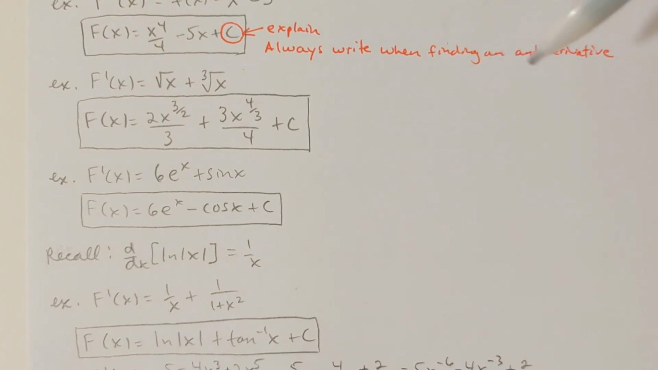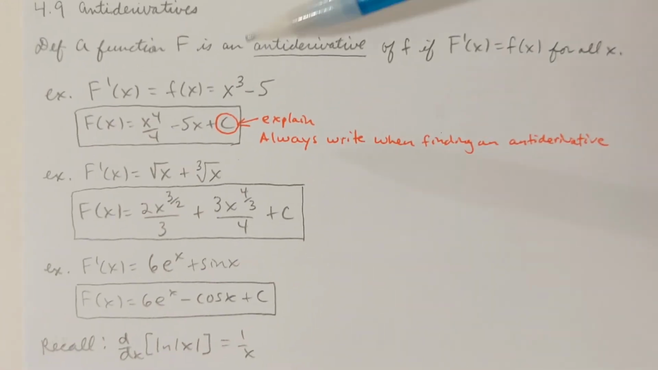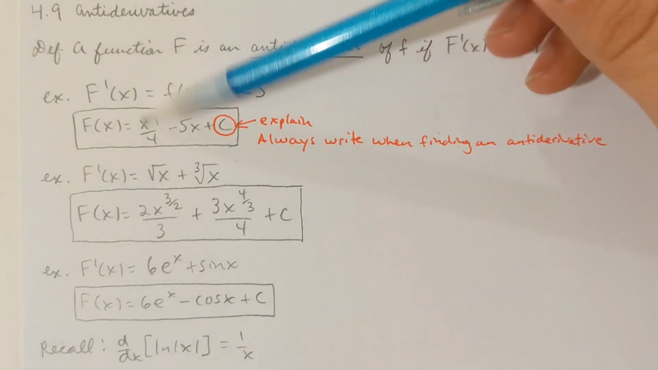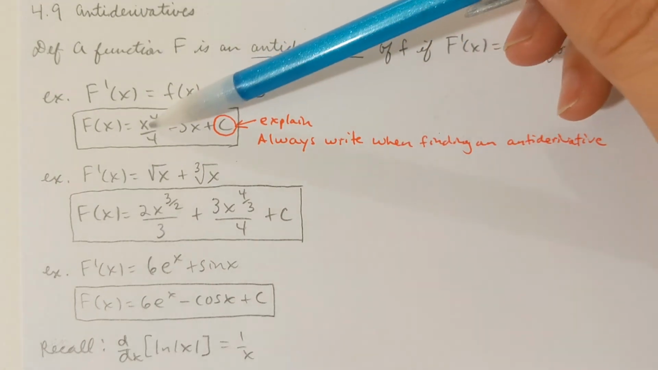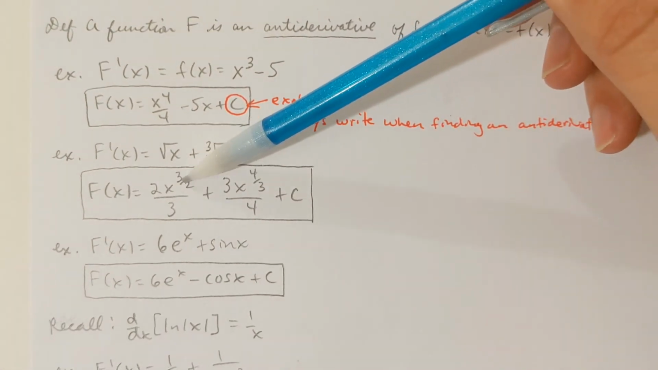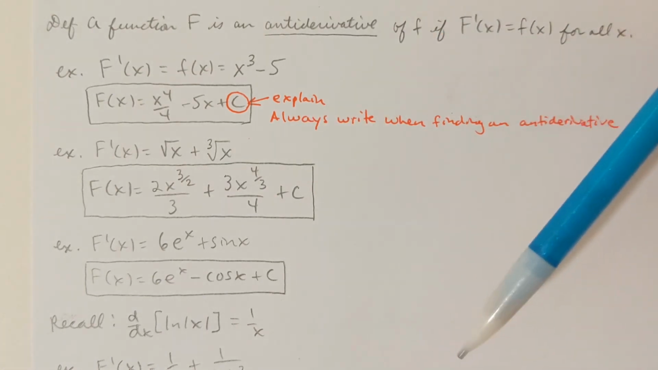By the way, sometimes I'm going to use the term reverse power rule. When you find an antiderivative using the reverse power rule, all you're doing is adding 1 to the power and dividing by that new power. That's all I did here to get the x to the 4th over 4. That's all I'm doing with these two terms. I'm adding 1 to the power and then dividing by the new power there.